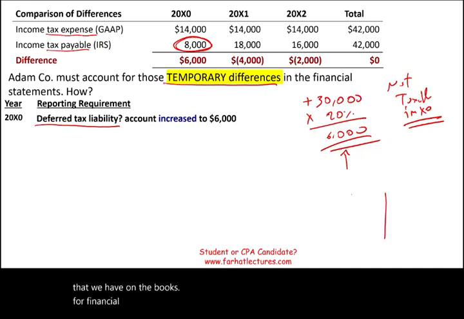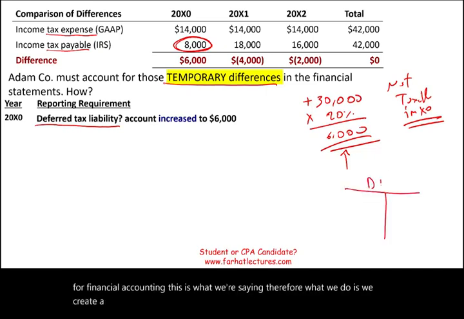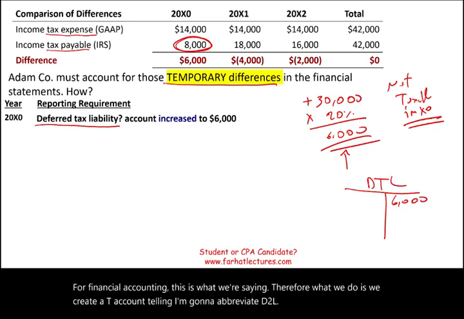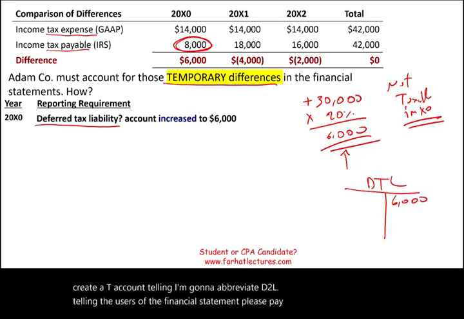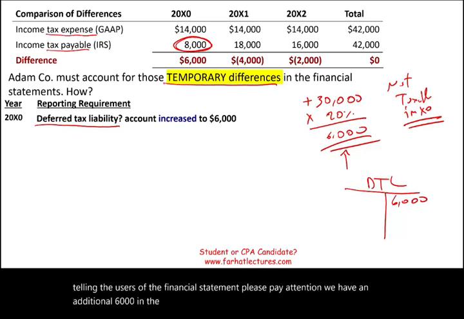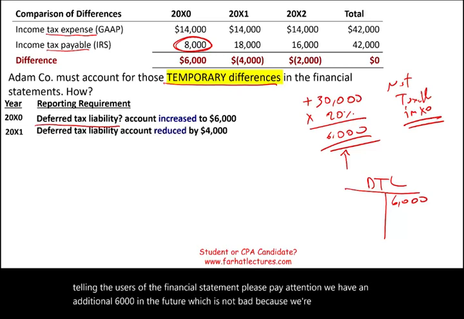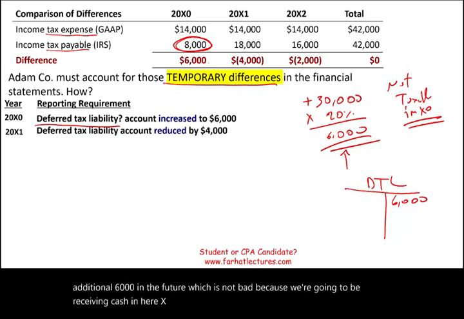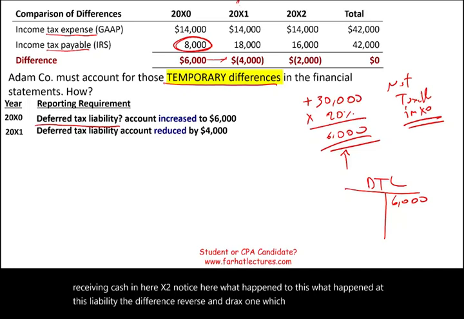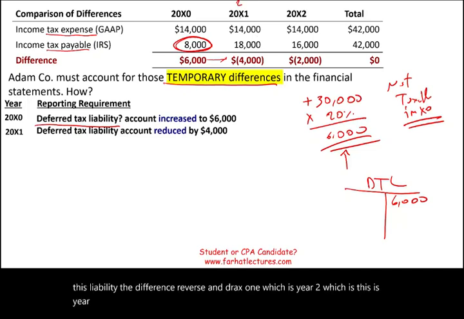Therefore, what we do is we create a T account, I'm going to abbreviate DTL, telling the users of the financial statement, please pay attention. We have an additional $6,000 in the future, which is not bad because we're going to be receiving cash. In year X2, notice here what happened to this liability. The difference reversed. In year X1, which is year two, what happened is we paid the IRS $18,000, but our income tax expense was only $14,000.